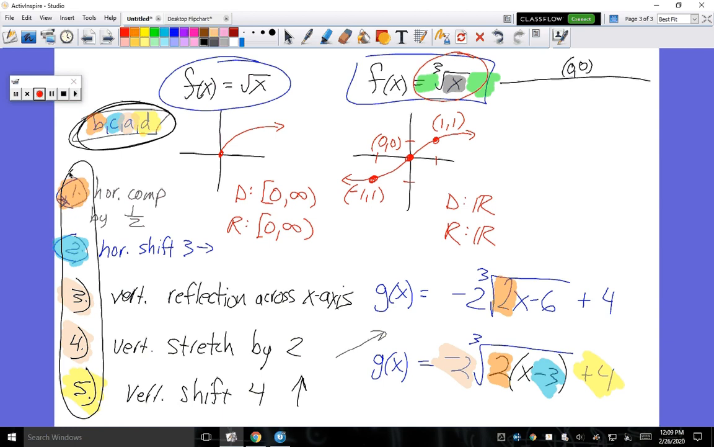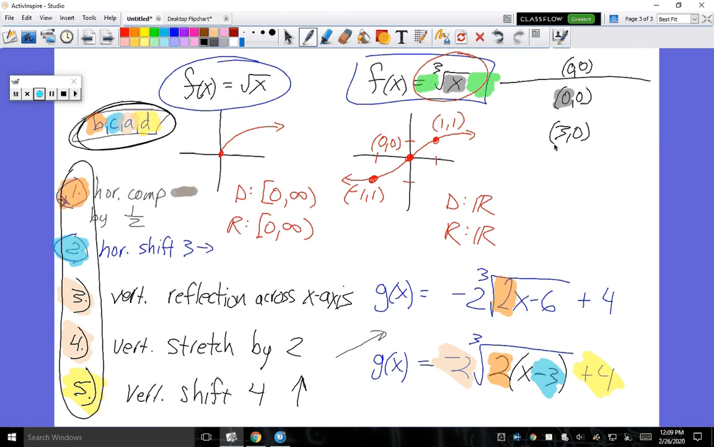So 0, 0. If I horizontally compress, that means I'm going to multiply the x value by 1/2. You with me? What does it become? 0, 0. Okay? So again, I'm going through them one step at a time, and the first one that was here was the horizontal compression by 1/2. Okay, now let's do a horizontal shift 3 to the right. What does it become? 3, 0.